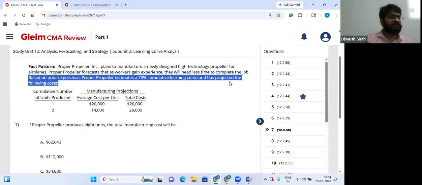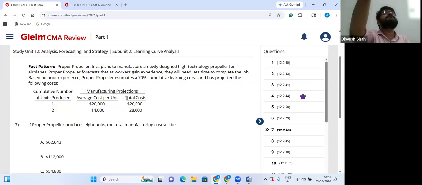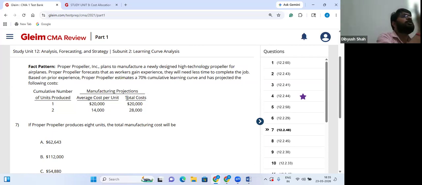Now they have told you the learning curve. Now see, they are telling you cumulative number of units produced, 1. Total time, substitute that with total cost. Total time I taught you, right? Total time and total cost are interchangeable because I told you labor is paid on an hourly basis. Understand this.